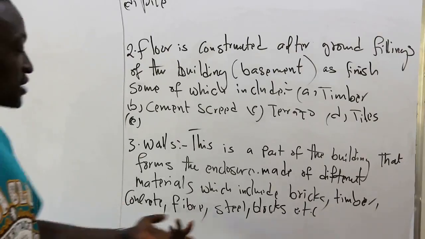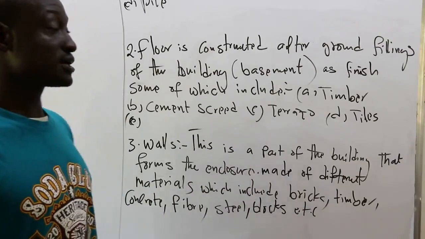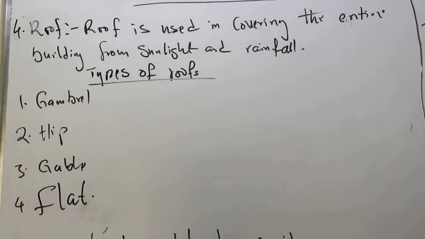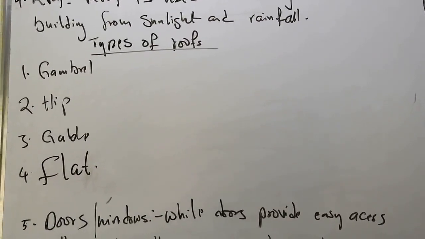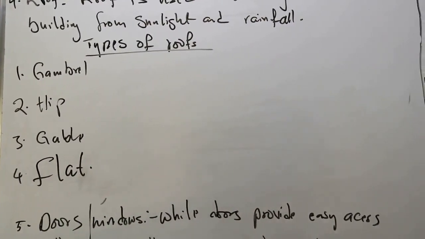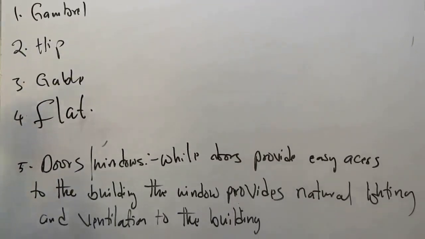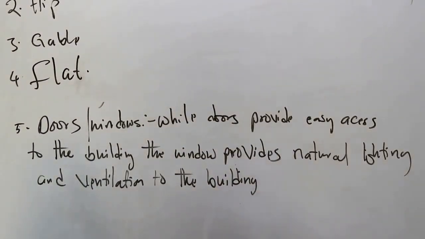So the different materials include bricks, we have timber, we have concrete, we have fiber, we have steel, blocks, and the rest of them. Okay. So let's look at the next part. We are considering the next building component, which is the roof. So the roof is used in covering the entire building from sunlight and sun rays. We have different types of roofs, depending on the design of the building. We have the gambrel, we have the hip, we have the gable, we have the flat roof. Okay, they are all different types of roof constructed on a building.